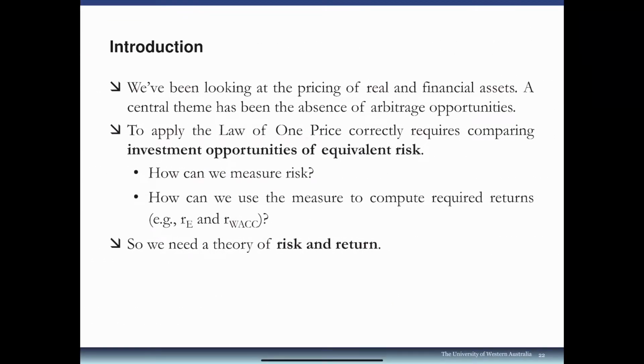So we've been looking at the pricing of real and financial assets. The essential theme here is that we don't have arbitrage opportunities. If there is an arbitrage opportunity, someone is going to take it, which means that when you see a price, you can buy and sell at that price over there. Then we can apply the law of one price, but when you're applying the law of one price, it has to be the same asset or an asset with a very similar level of risk.